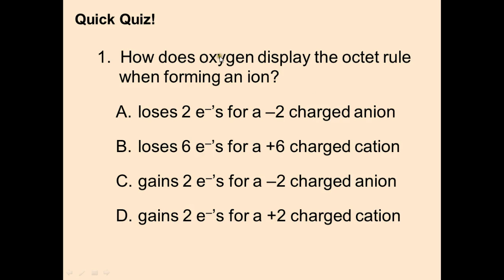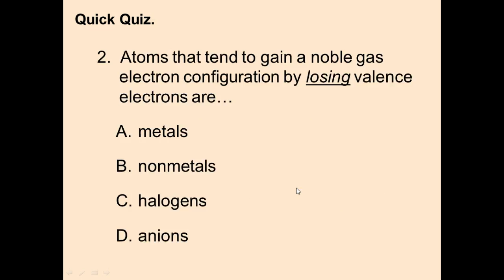And oxygen, let's just look at where it is. So oxygen has 6 valence electrons, so it's in 6A, and it needs to gain 2 electrons to form an octet. So the answer is definitely C, because it needs to gain 2 electrons, and because it gains 2 electrons, it gets a negative 2 charge.